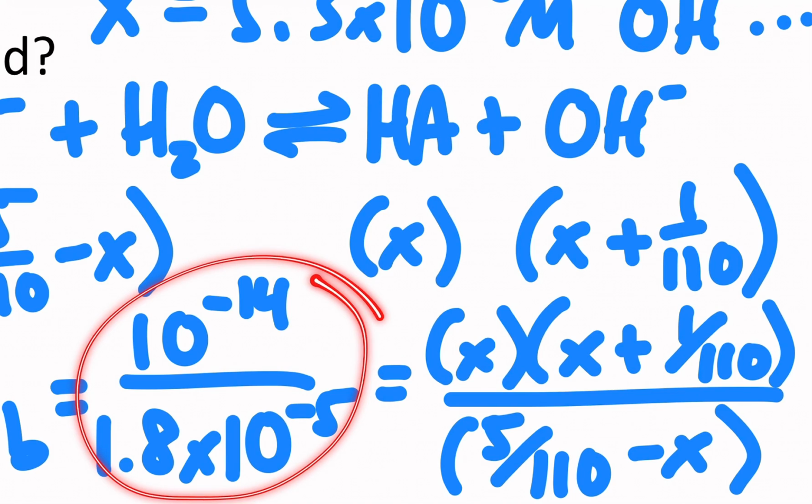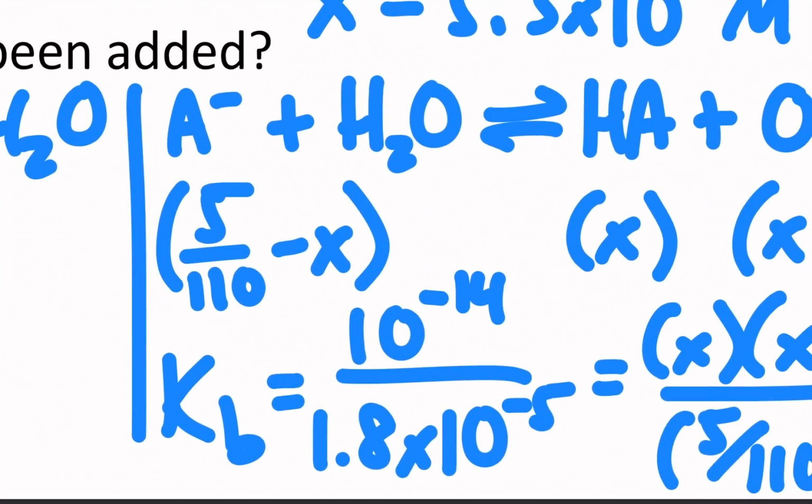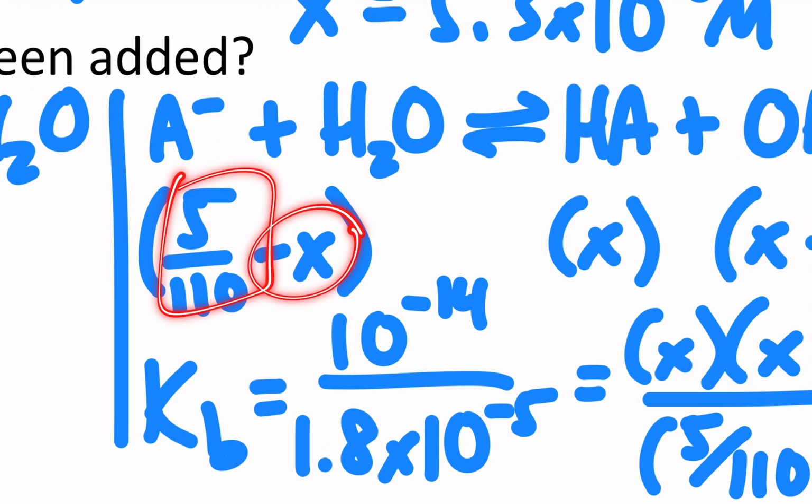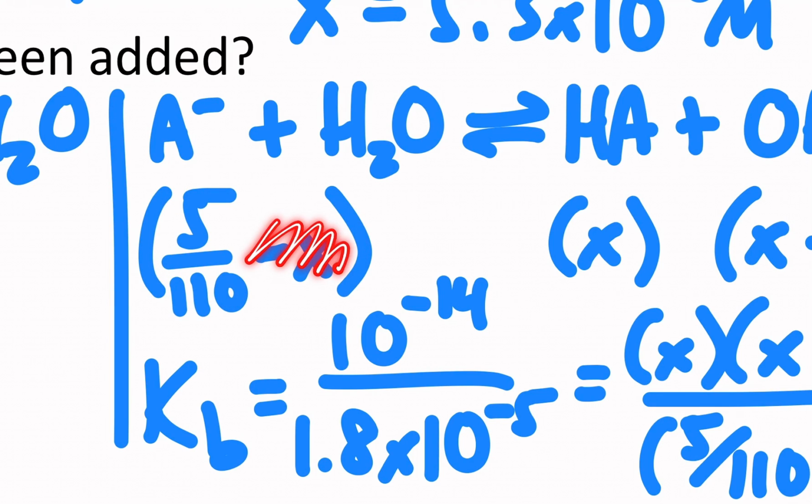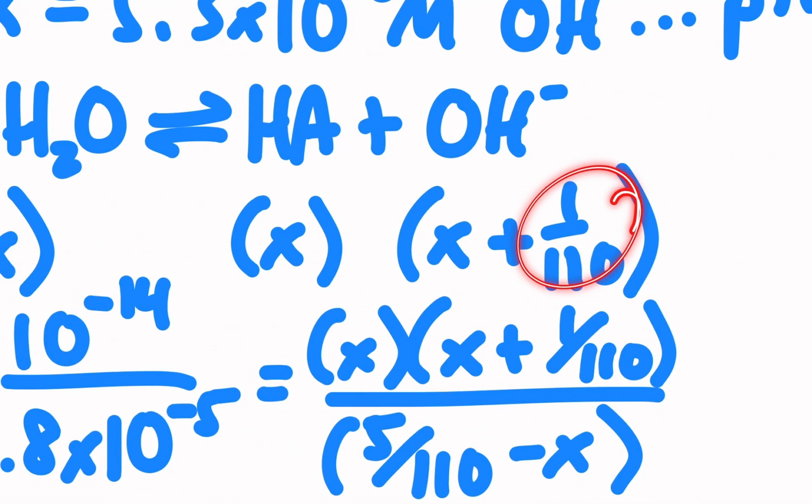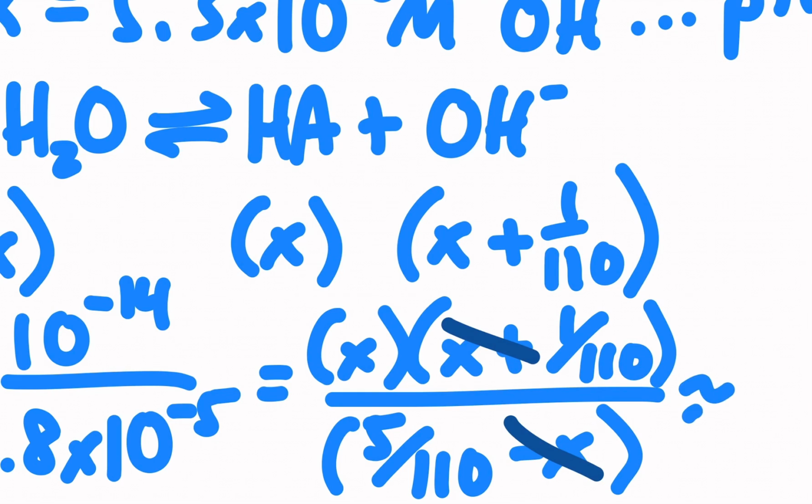This K value is going to be small, 10 to the negative 10, roughly. So I don't know how much I lose from this 5 over 110, but it's probably not much. Likewise, compared to the 1 over 110, I probably don't gain much. So as we've done with every single one of these problems, we can get rid of that minus X and we can get rid of that plus X. So this turns into just X.